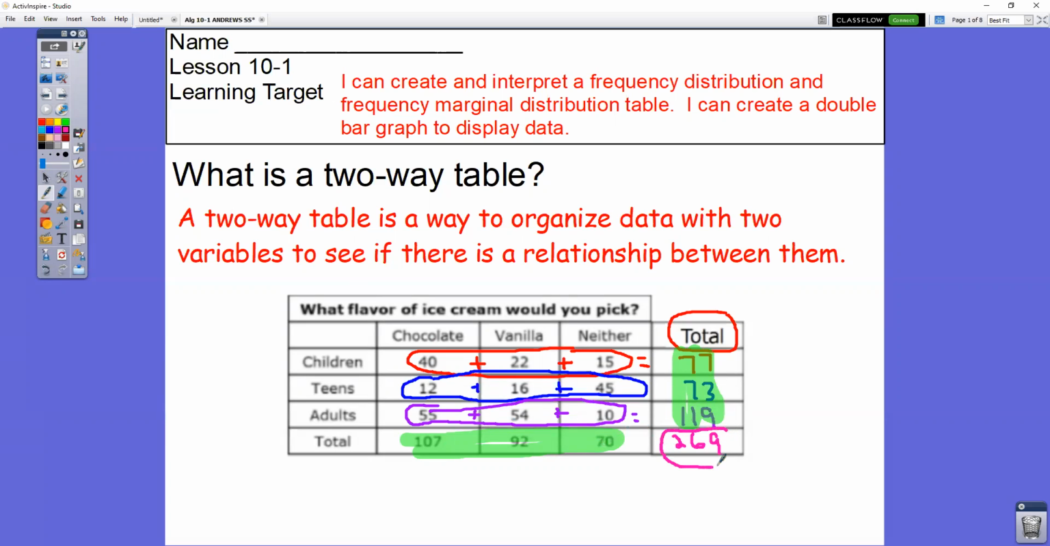So how many total people were in the survey? This is the total number of people in the survey. There are 269 total people in the survey. Those numbers should always match. If they add up to something different, you did something wrong somewhere. Not sure where, but you did something wrong somewhere. But that is the total number of people surveyed in that bottom right-hand corner.